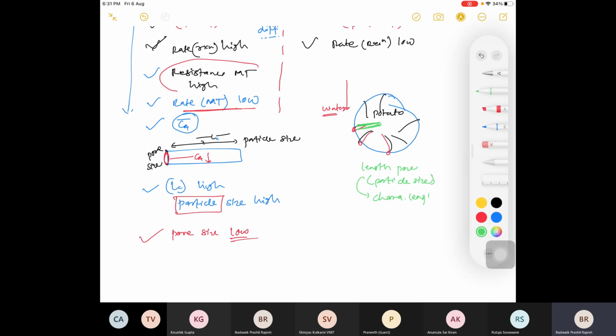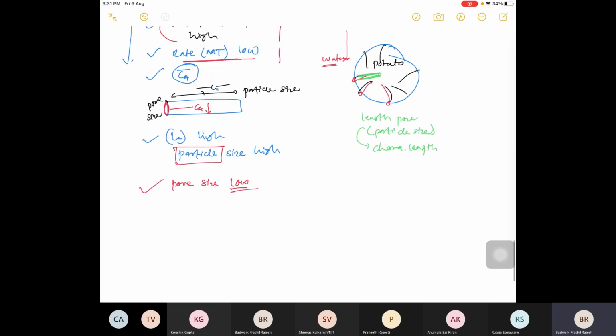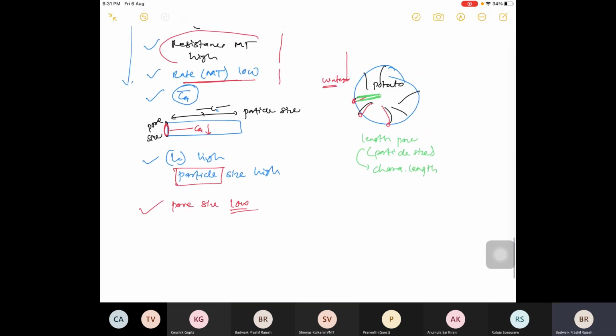Green one is right. Now please tell me, suppose this pore is small, can water diffuse inside easily, or if pore size is more, then it can diffuse? Pore size more, then it can diffuse, right?